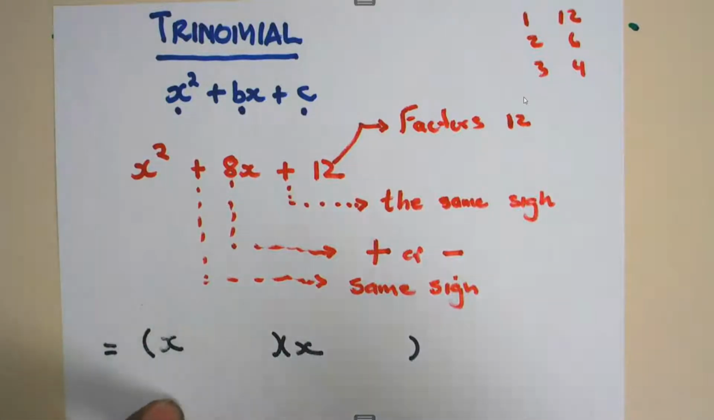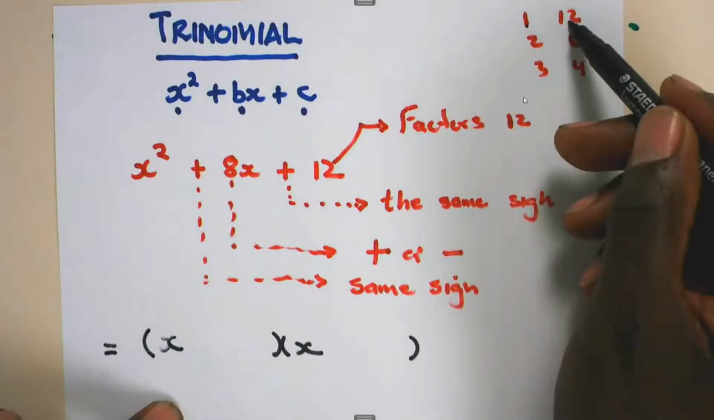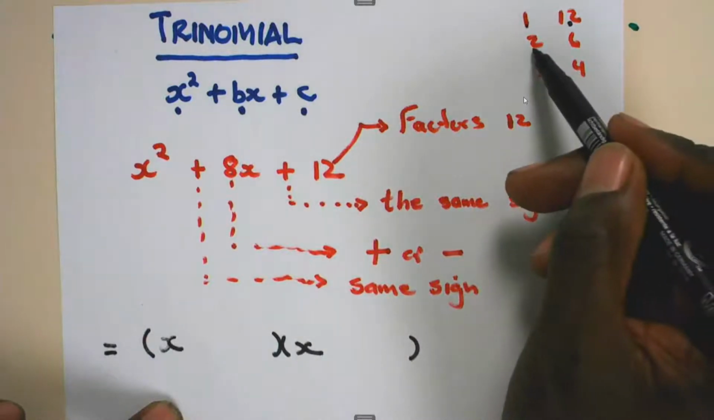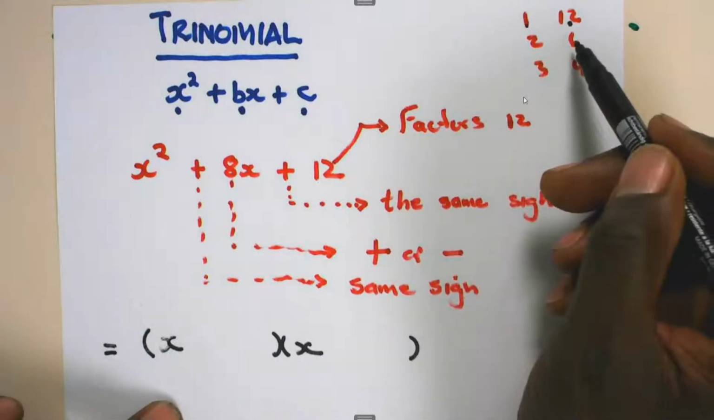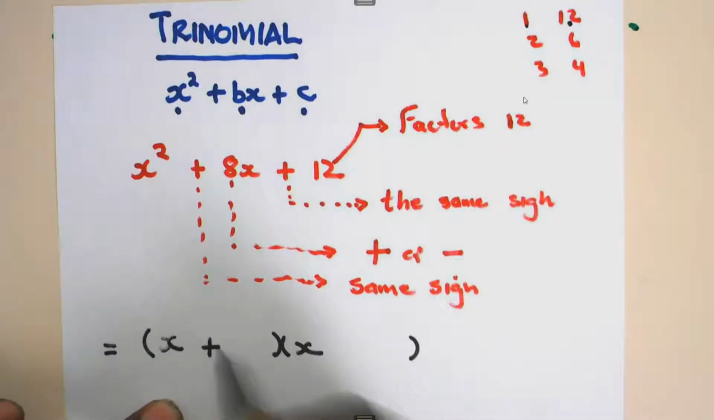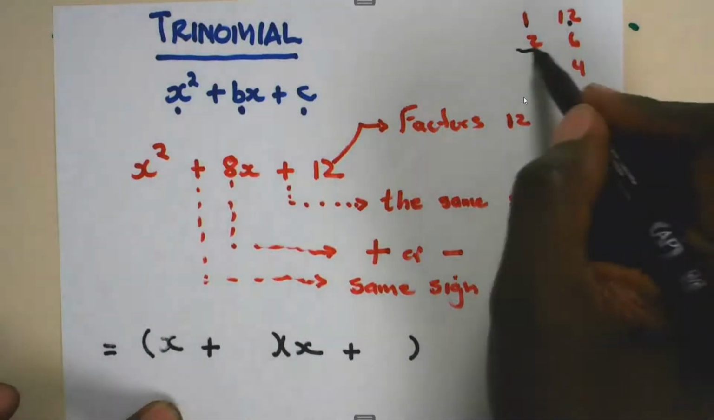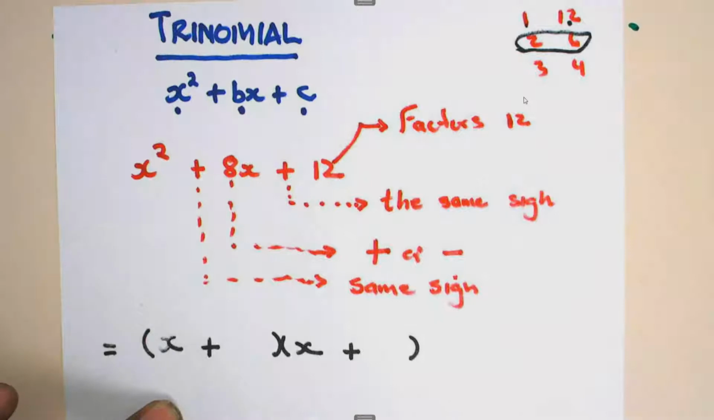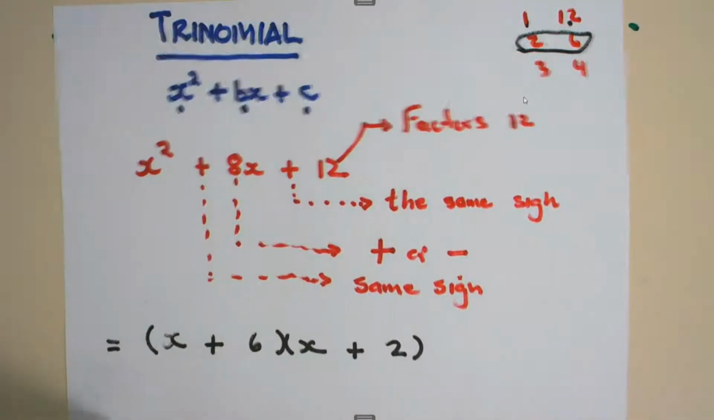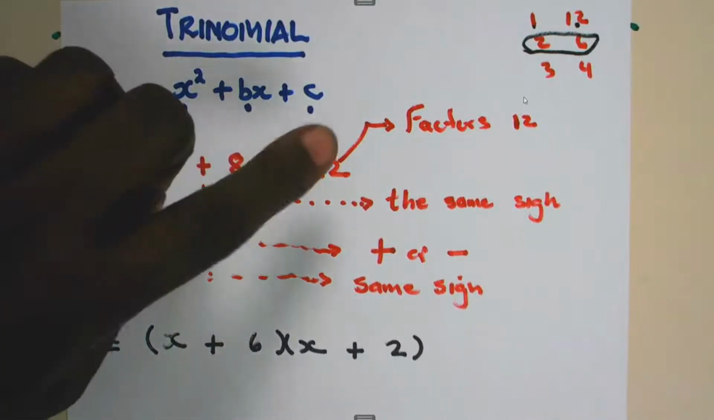When you add them, let's go back to the fact. When you add 1 plus 12, being positive, is 13. So the middle term is not 13. When you add 2 and 6, is what? It is 8. If you add them, in other words, their signs are positive, then it will be positive and positive. Then always, because now this becomes our factors, start with the bigger factor, which is 6 and 2. This is the factors of our x squared plus 8x plus 12.